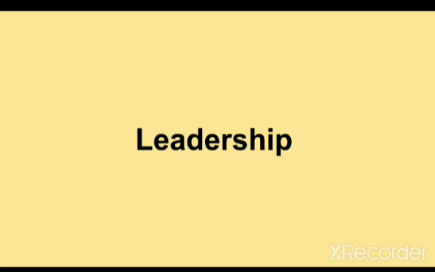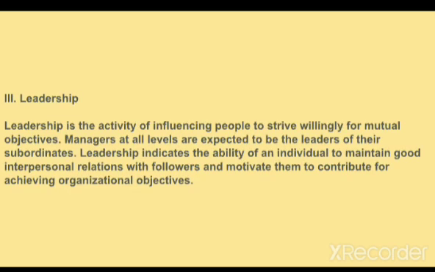Students, today we will discuss the third element, that is leadership. As we have started the elements of directing, we have discussed the first two in the last two videos, that is supervision and motivation. Today we will discuss leadership. So first of all, we will discuss the meaning of leadership.